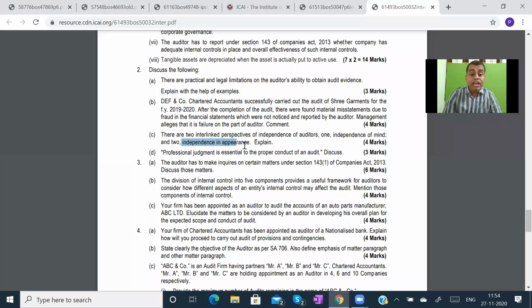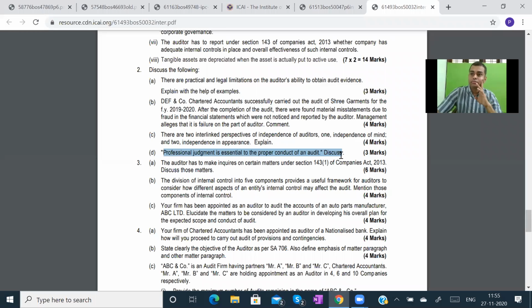Independence in appearance. Auditors restrain themselves from appearing not to be independent. That means they should not do anything which any third party, reader of the financial statement or reader of the audit report, would perceive to be a situation where the auditor's independence is compromised. These two points you need to write. Then you will get 4 marks. You understand? Read this one.